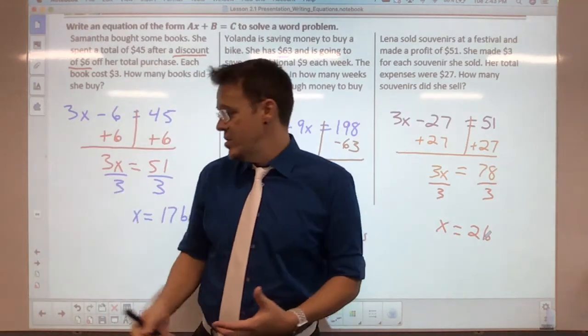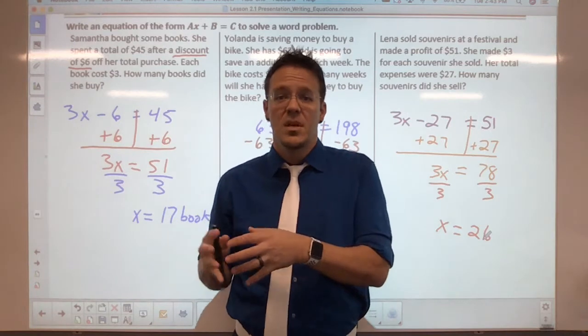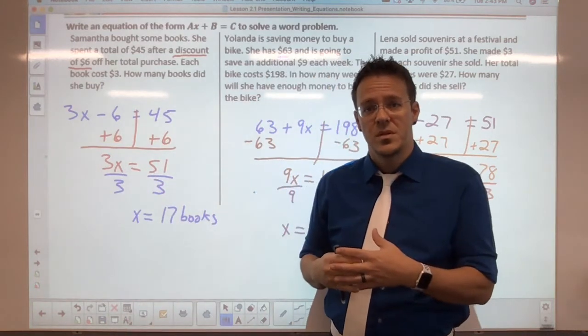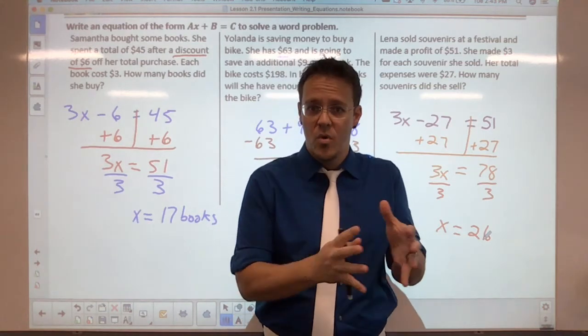So this is the precursor. In lesson 2.2, we're going to be solving single steps. This is actually a two-step equation. So it's going to be a simple process, but I'm going to push you more and more as we go along.